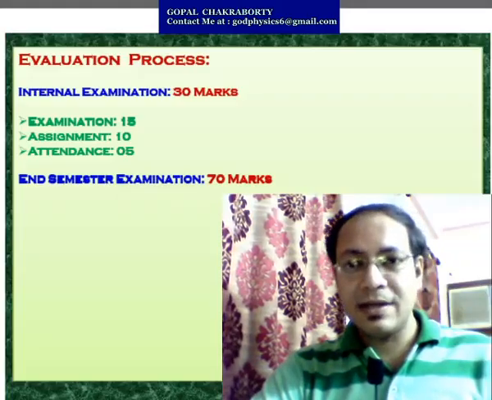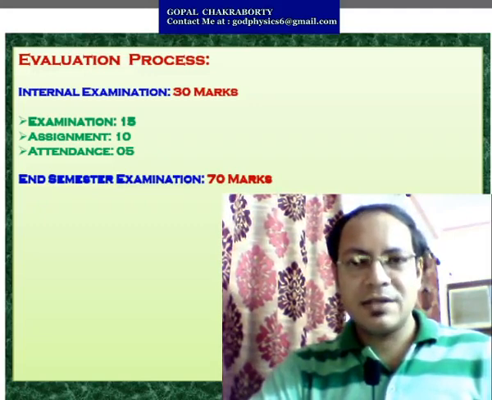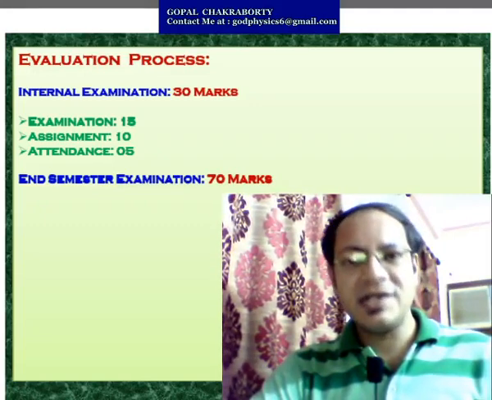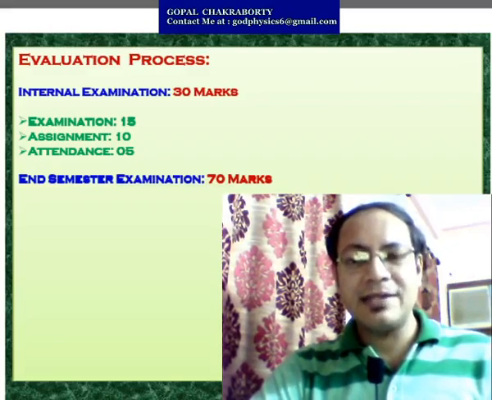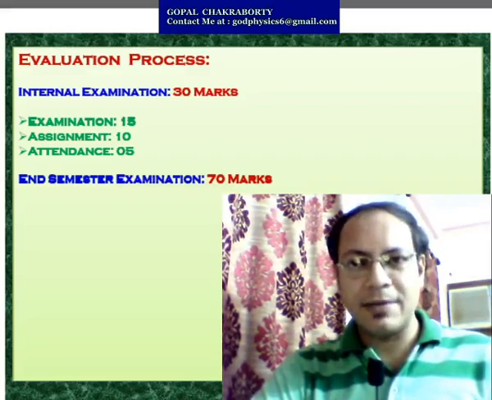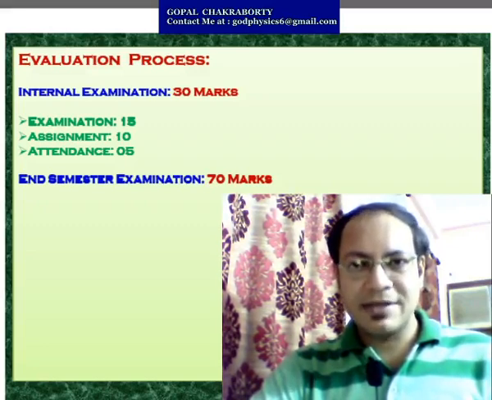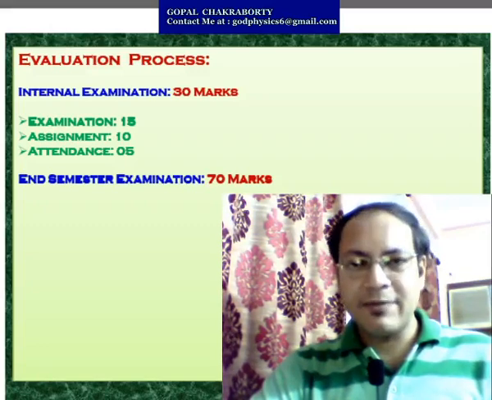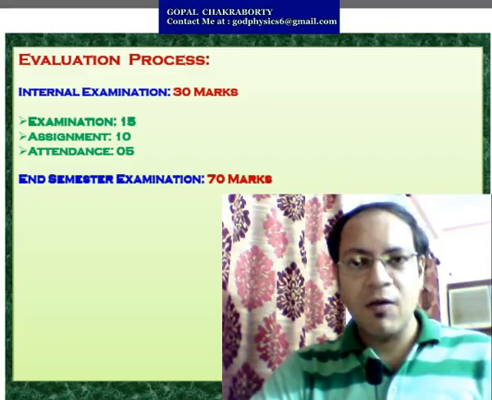Now here is the evaluation process of this subject. The total marks is 100, out of which the internal examination is for 30 marks and the end semester exam will be for 70 marks. For this 30 marks internal exam, you will have a 15 marks exam 2 times per semester. Assignment will be for 10 marks and your attendance will be for 5 marks. So this is the whole evaluation process for this subject.